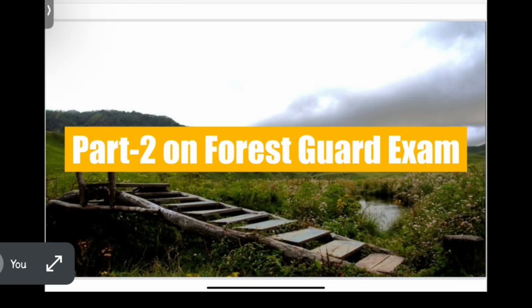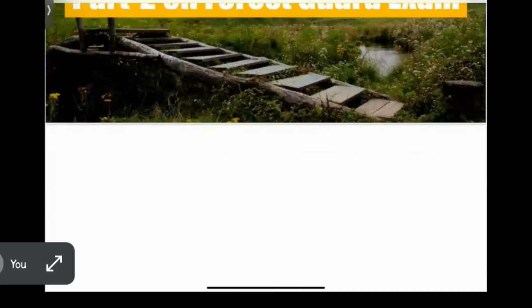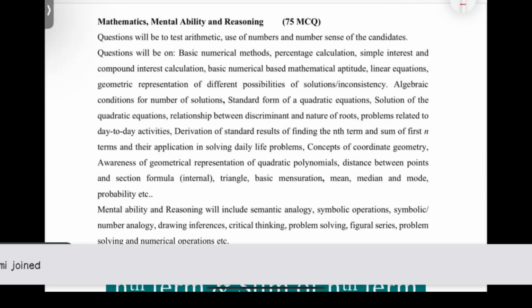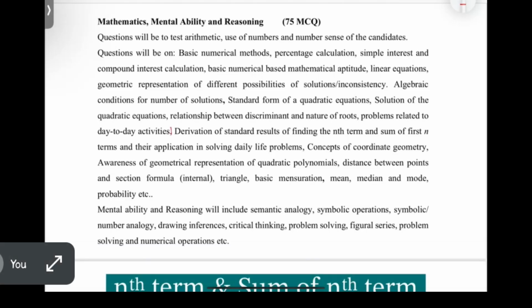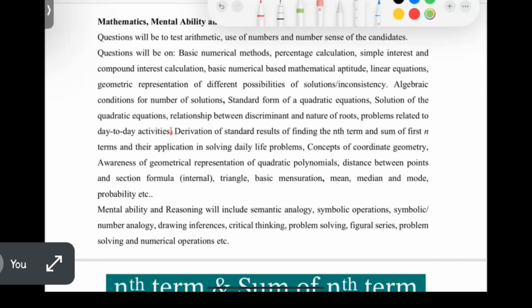This is part 2 on Forest Guard exam. We have done part 1, so to say, we have covered some topics here. I think we have covered till this one, I guess. So today I'll be covering these topics: nth term and the sum of the first n terms and their applications for daily life problems.